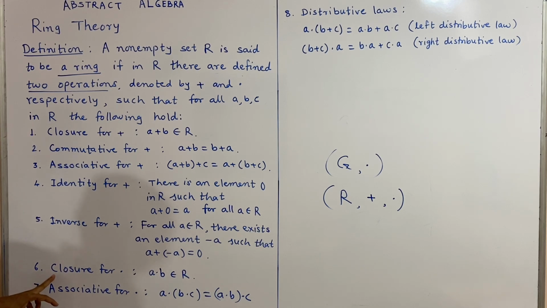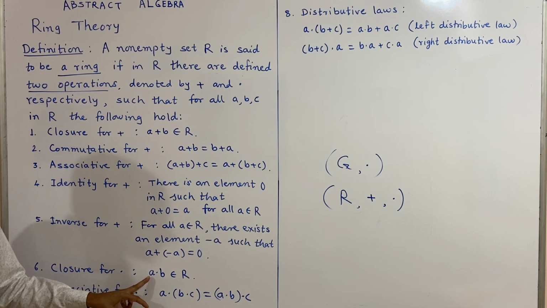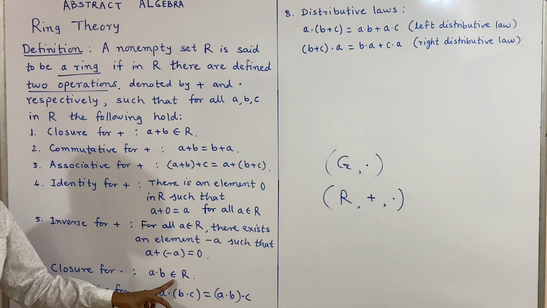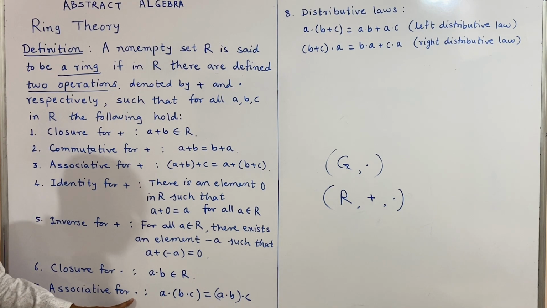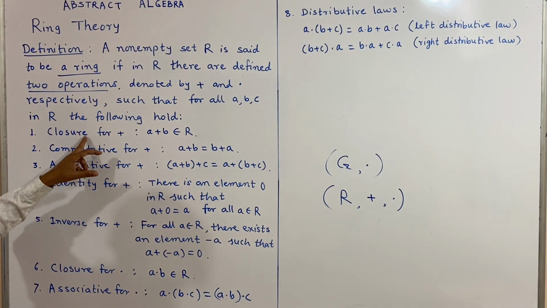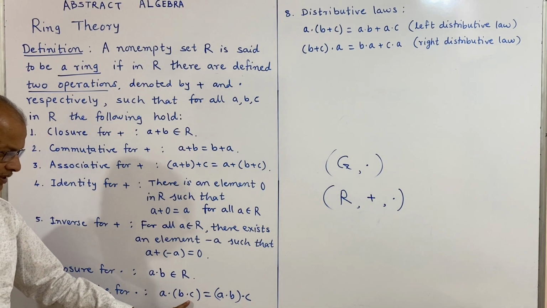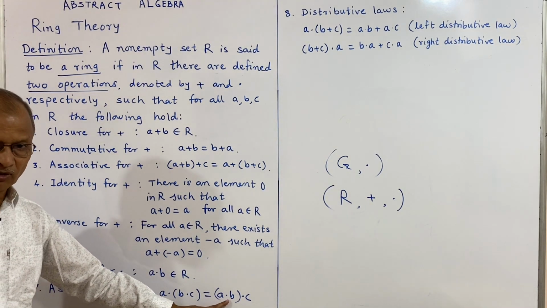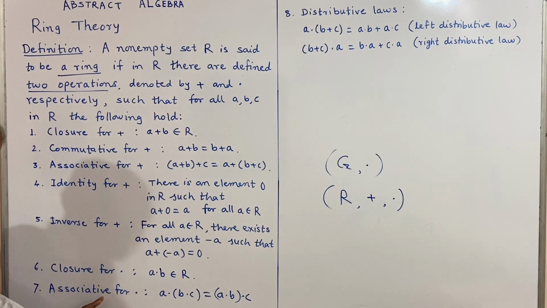Now the next law is closure for dot. Similar to closure for plus, for any two elements A and B, A dot B is again in R, that is the closure property. Associative for dot, similar to associative for plus, we have A dot in bracket B dot C is equal to in bracket A dot B dot C. So this is the associative law for multiplication or dot.